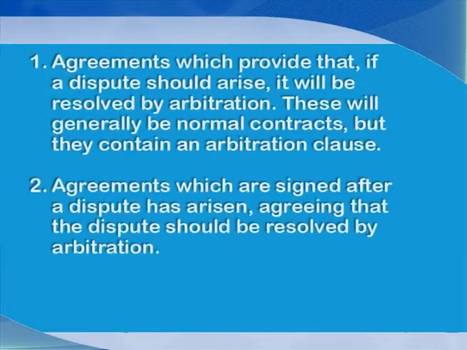Arbitration agreement. Arbitration agreements are generally divided into two types. First, agreements which provide that if a dispute should arise, it will be resolved by arbitration. These will generally be normal contracts, but they contain an arbitration clause. Second, agreements which are signed after a dispute has arisen, agreeing that the dispute should be resolved by arbitration. The former is the far more prevalent type of arbitration agreement.